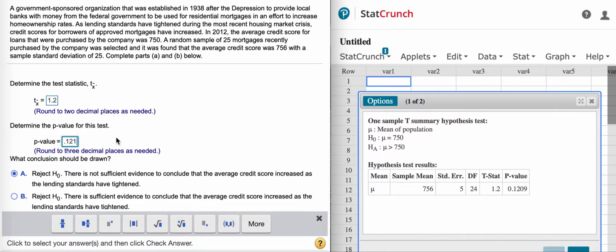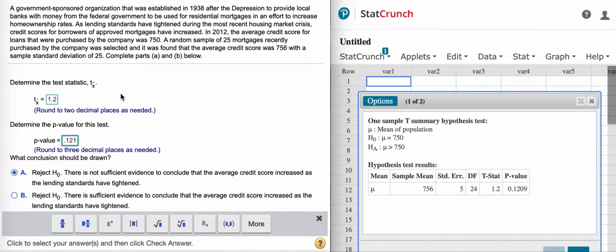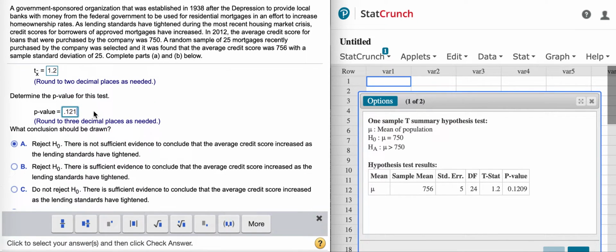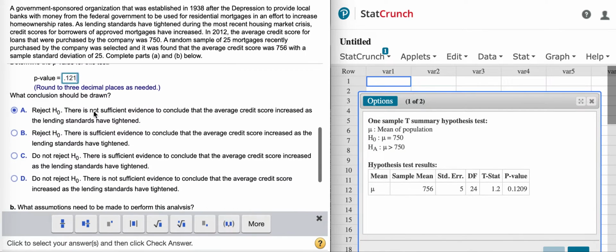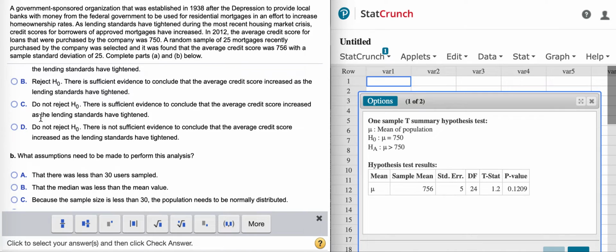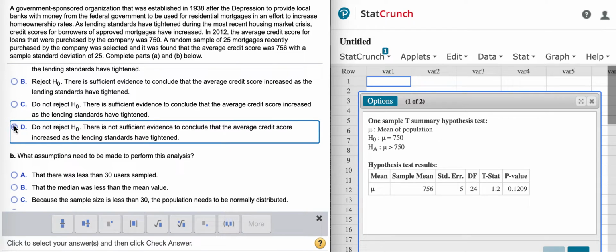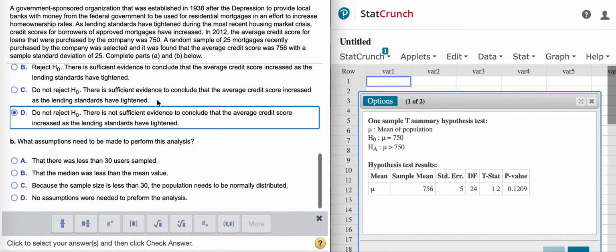And so with a significance level of 0.02, the p-value is greater than the significance level 0.02, so we would fail to reject. So C or D will be our options. If you look at D, it says do not reject the null. There is not sufficient evidence to conclude that the average mean credit score increased as the lending standards have tightened. So D is our option for our conclusion.